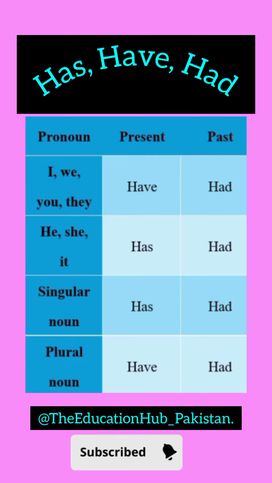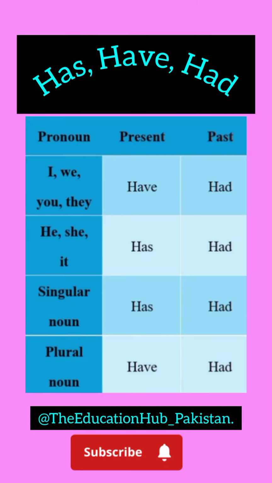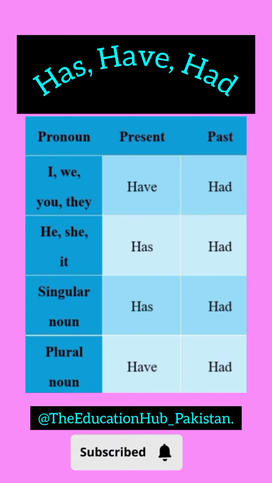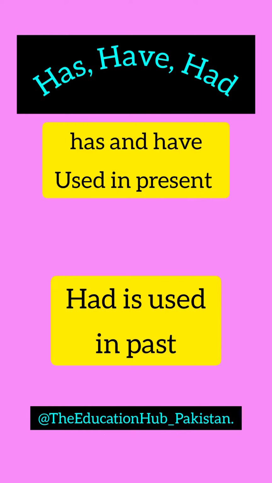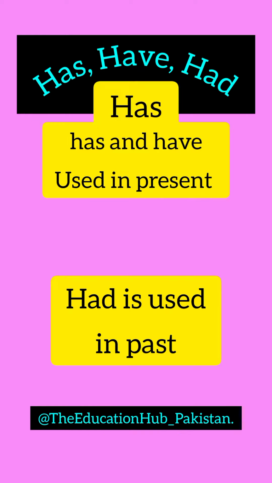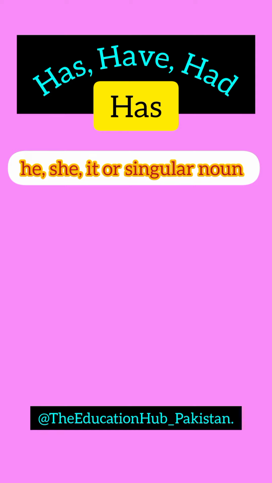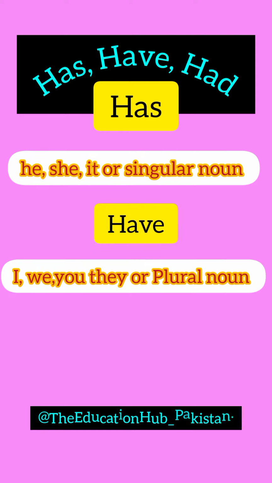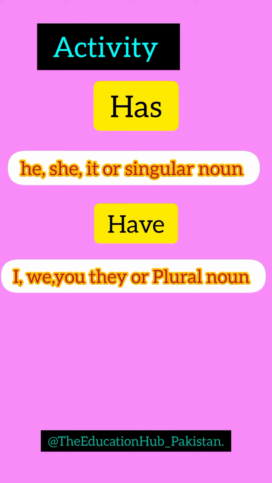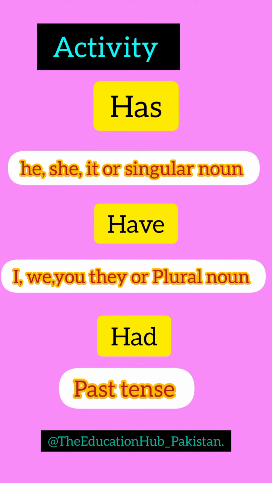Hi friends, let's do an activity by using has, have and had, or choose the correct answer. Has and have are used in the present tense and had is used in the past tense. We use has with he, she, it or a singular noun, and have with I, we, you, they and plural nouns. Had is used for the past tense.